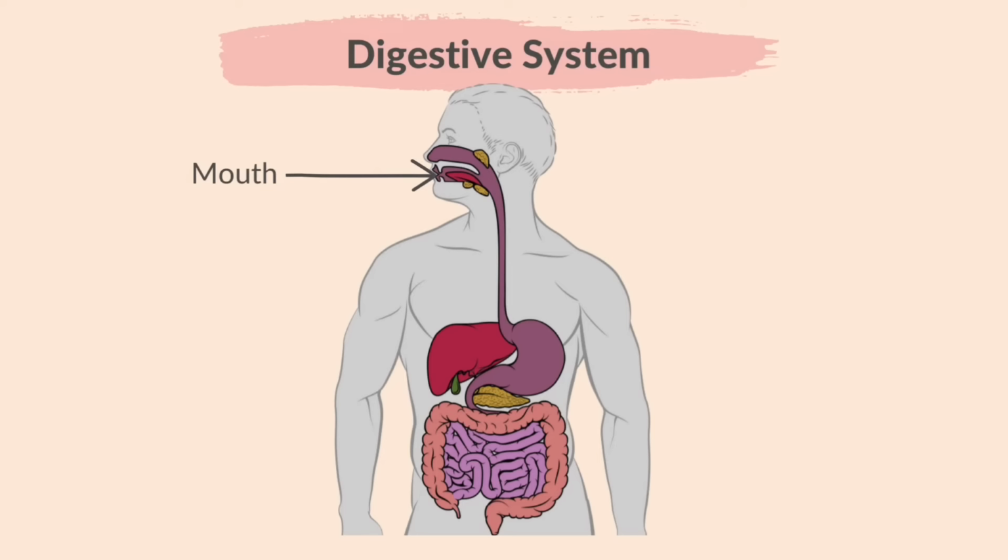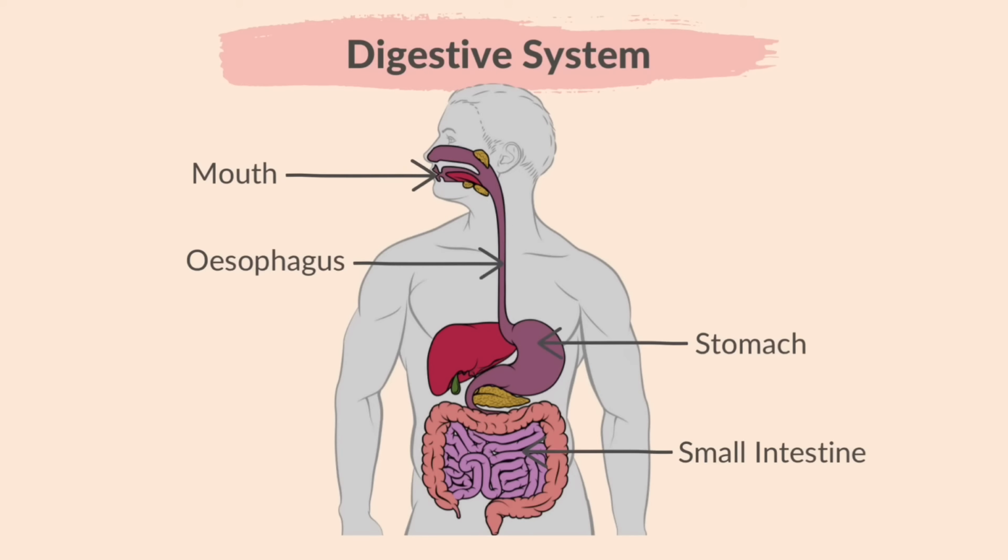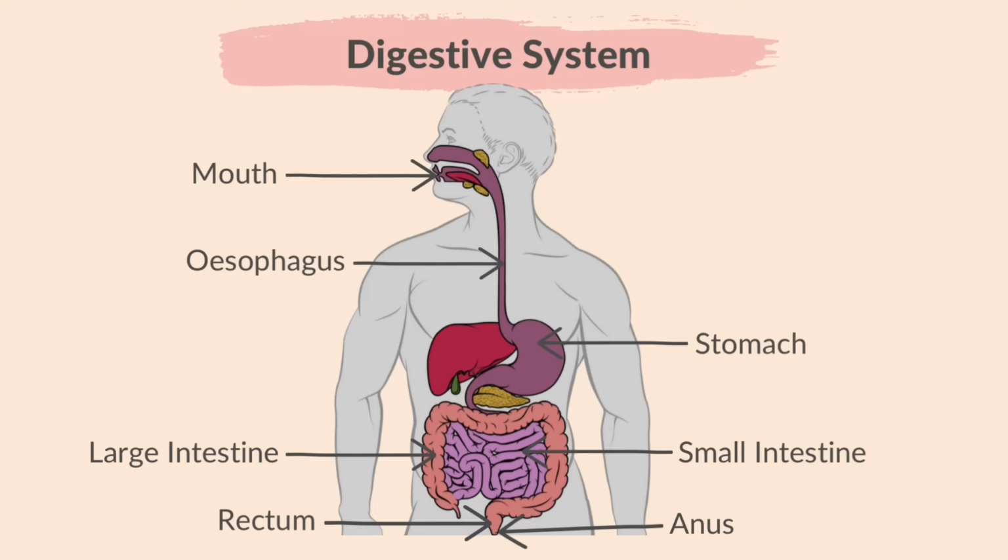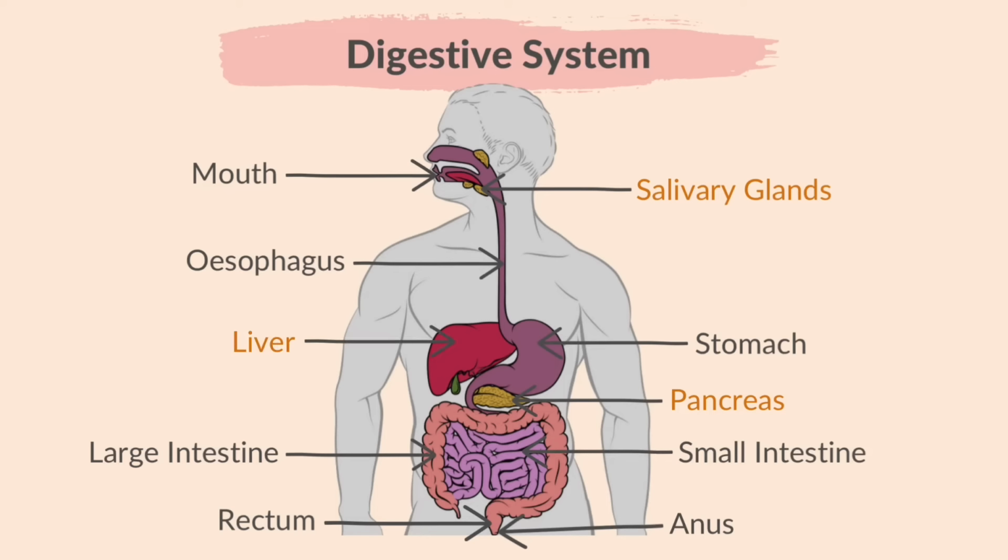This is the mouth. This part is called the esophagus. This is the stomach. This is the small intestine. This is the large intestine. This is the rectum. And this is the anus. All these organs are part of the alimentary canal. The associated organs of the digestive system are the salivary glands, the pancreas, the liver, and the gall bladder.